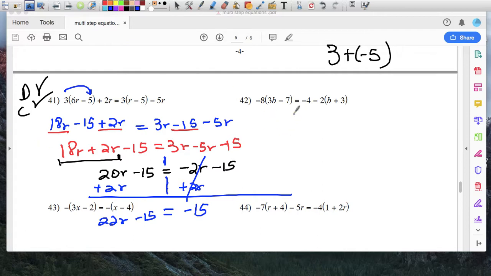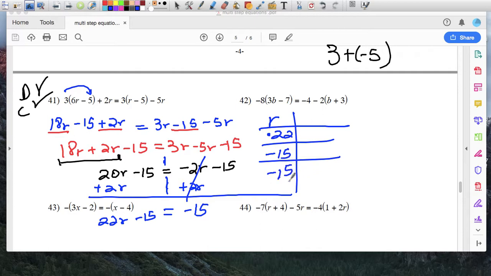So now it's a two-step equation, which I can make a little guide map. So I have a variable r, which is being multiplied by 22. Subtract 15 gives me negative 15. The inverse operations I will use, I'm going to do plus 15 to both sides and then divide by 22 to both sides. So first thing, plus 15. And I'm going to do plus 15 here.